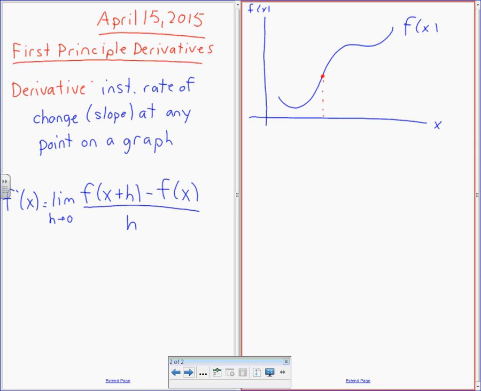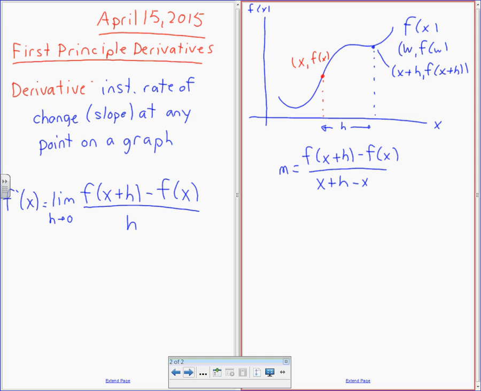Everyone that was here before has this in their notes already. This other point right here is going to be w and f of w. But if I consider the gap between these two letters to be h, I can call this point x plus h and f of x plus h. Then the slope equation is f of x plus h minus f of x, all over x plus h minus x. So it's going to be f of x plus h minus f of x over h.